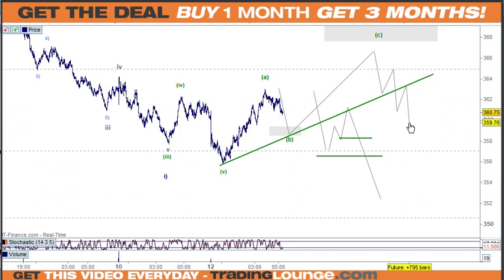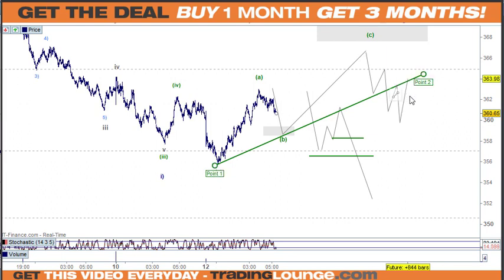Now sometimes because of the wave structure you can get a second retest, so you need to be careful about where you put your stop. Now the safe trade is here. Of course, it doesn't matter what you do, as long as you know what you're doing.